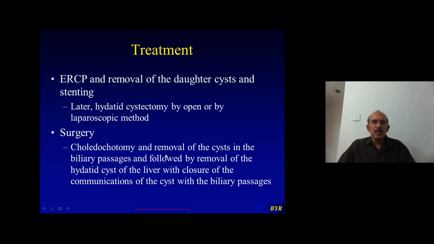Choledochotomy and removal of the cysts in the biliary passages, followed by removal of the hydatid cyst of the liver with closure of the communications of the cyst with the biliary passages. So open the bile duct, remove all the daughter cysts, and then open the liver, take away the cyst. Already we have studied the hydatid cystectomy procedure.